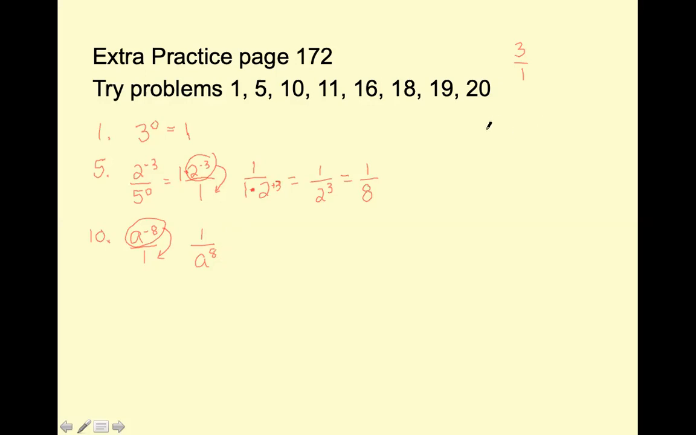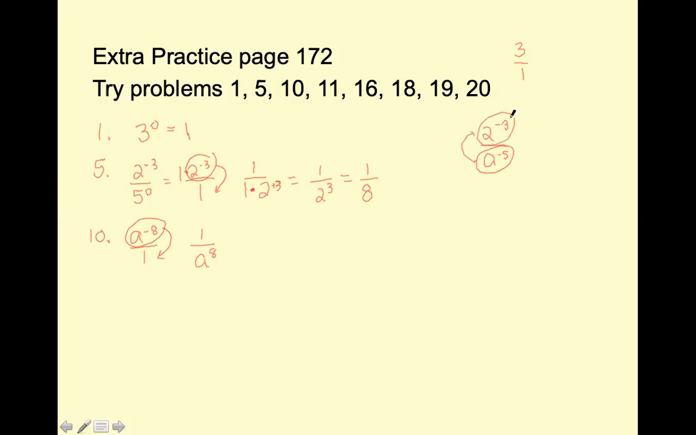So one thing that you'll see that you can do is kind of fun. Let's say I have 2 to the negative 3 over a to the negative 5. All right, things that you can think about. When this goes to the top, that exponent becomes positive.